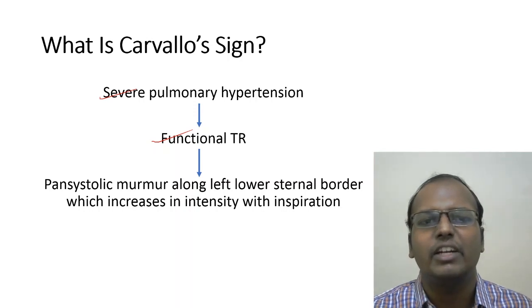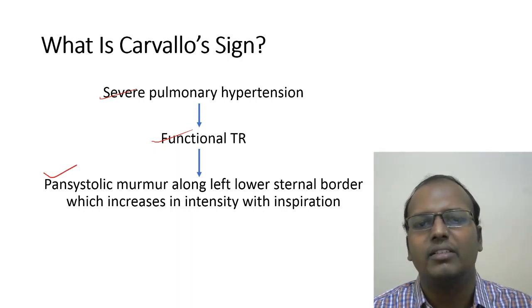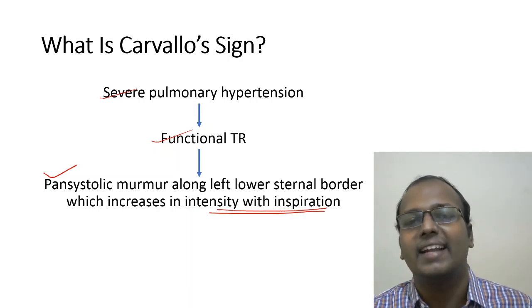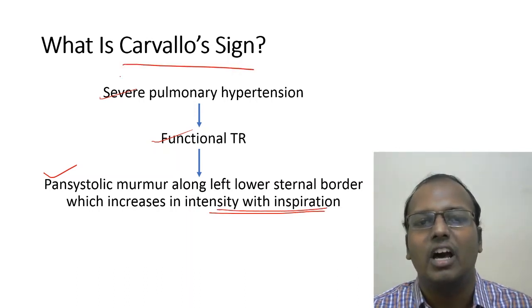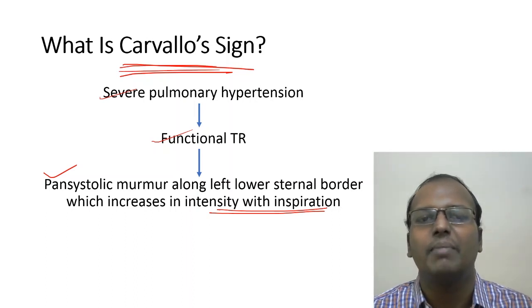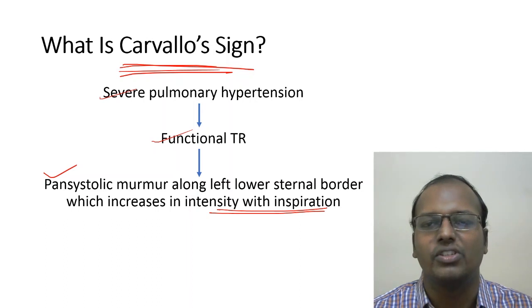Okay, that functional TR will lead to a pan-systolic murmur along the lower left sternal border, which increases in intensity with inspiration. That is classically called Carvallo's sign. Carvallo's sign is a functional TR murmur which is heard in pulmonary hypertension in a patient with mitral stenosis.